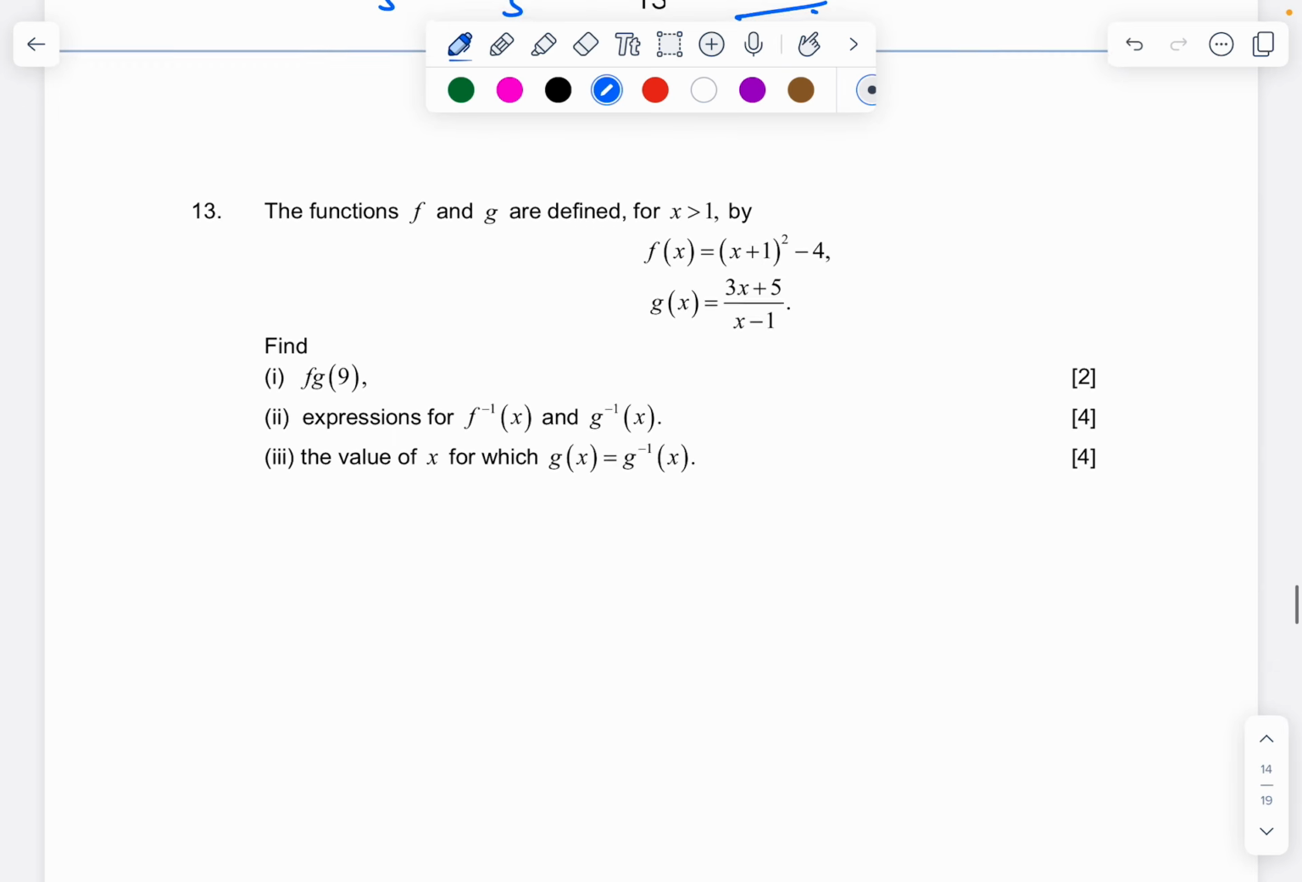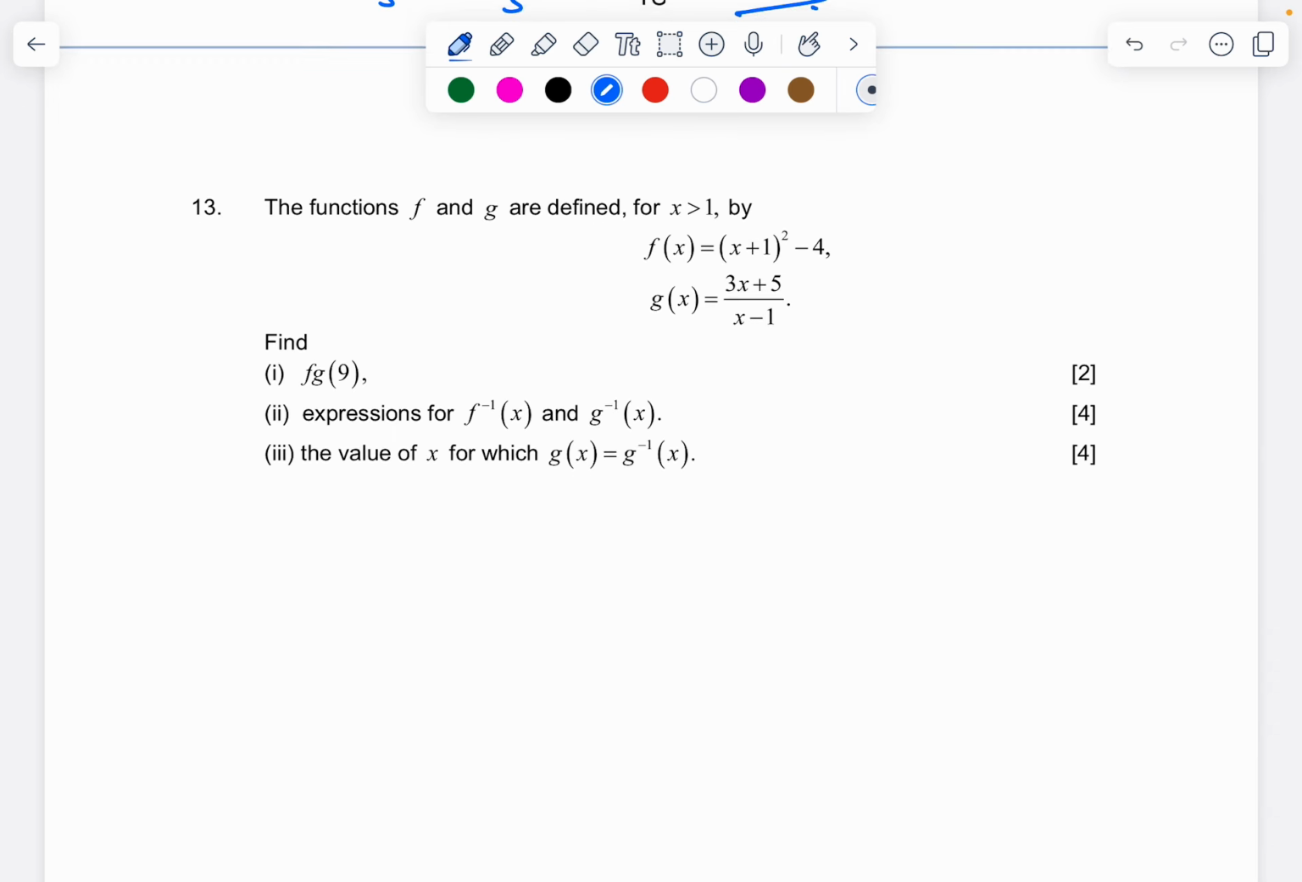Question number 13. We have about 18 questions. Let's do it.